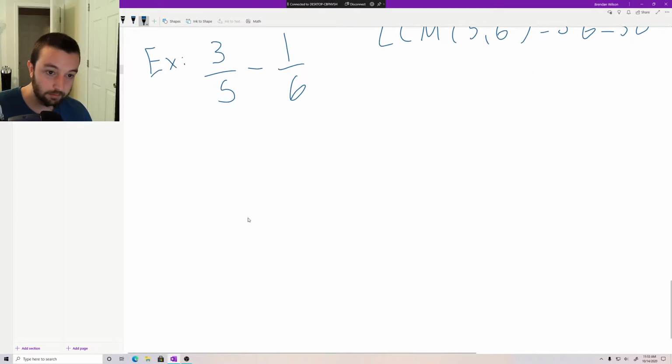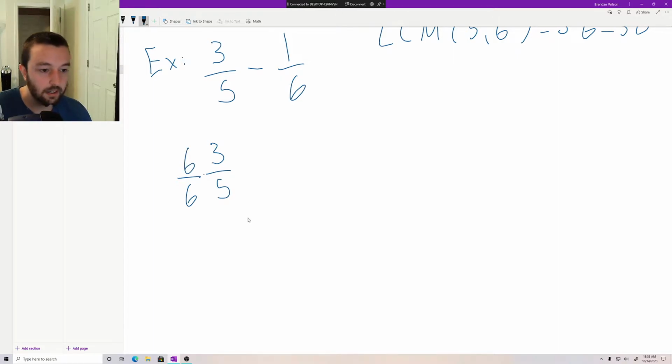So we want to make both denominators 30 here. So let's move down here. So for the 3/5, we need to multiply 5 by 6 in order to make it 30, which means we also need to multiply the top by 6. So again, we're really multiplying by 1 here, right? Because 6 divided by 6 is 1. And when we multiply by 1, it doesn't change anything. So that's why we're allowed to do this.